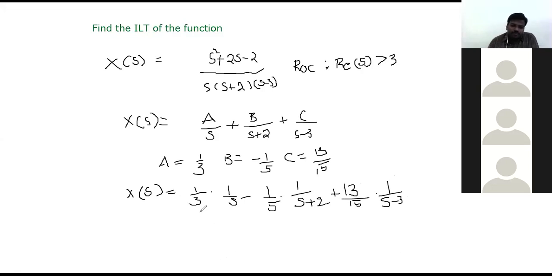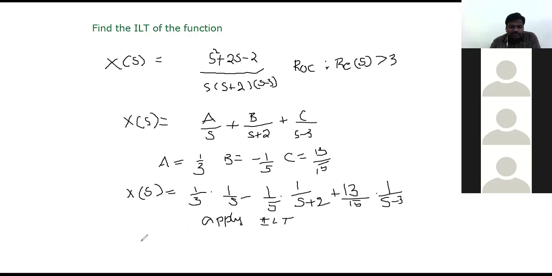Okay, so simply I have substituted the a value, b value, c value in the given expression, that is X of s is equal to a by s plus b by s plus 2 plus c by s minus 3. Now apply inverse Laplace transform on both sides. Apply ILT, ILT means inverse Laplace transform. Apply ILT on both sides. So what will you get?